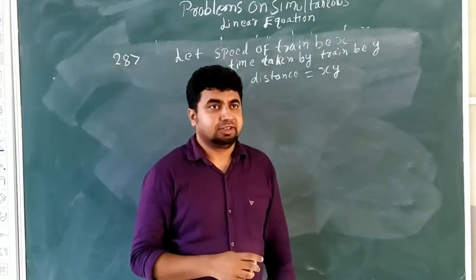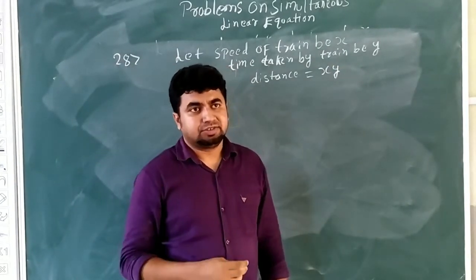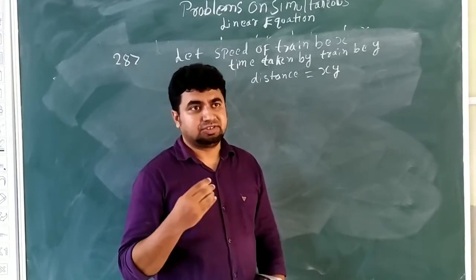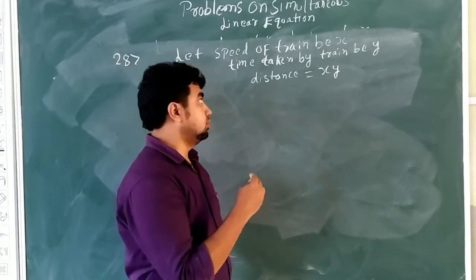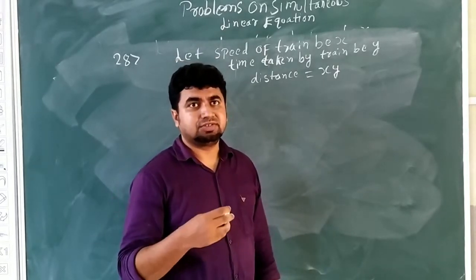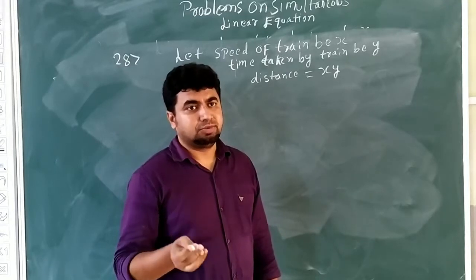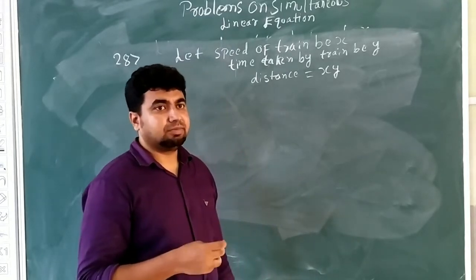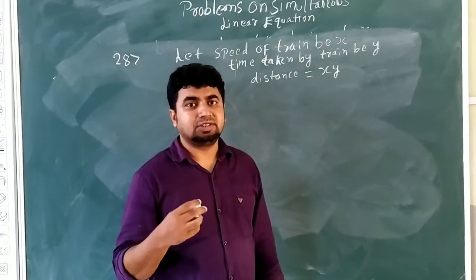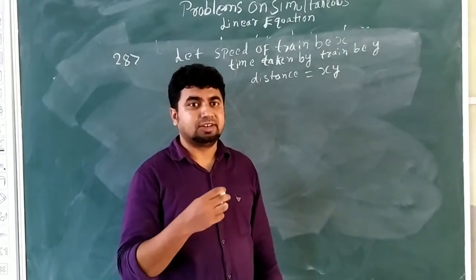Suppose a man has to travel from one place to another. If the distance is 60 km and he is going at a speed of 10 km per hour, how much time will it take? 6 hours. 60 km is 6 hours. If he is going at a speed of 20, it will take 3 hours: 20 into 3 and 10 into 6.